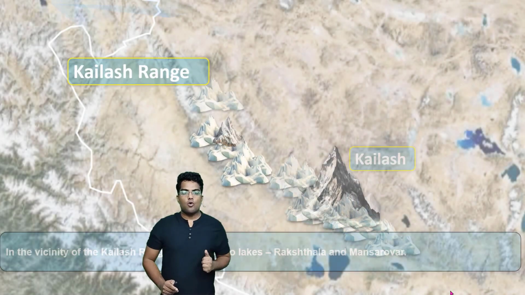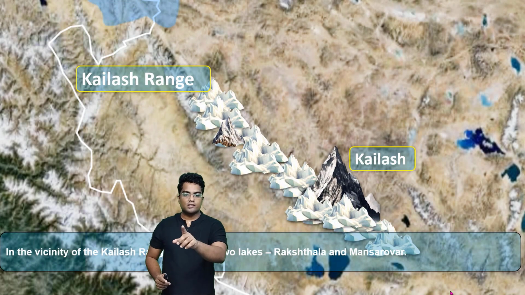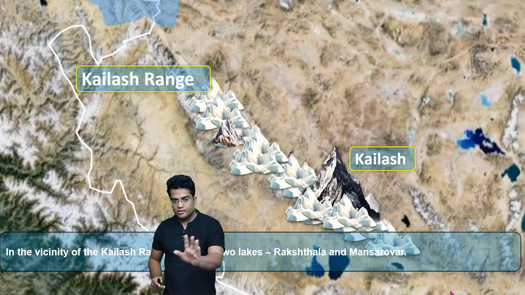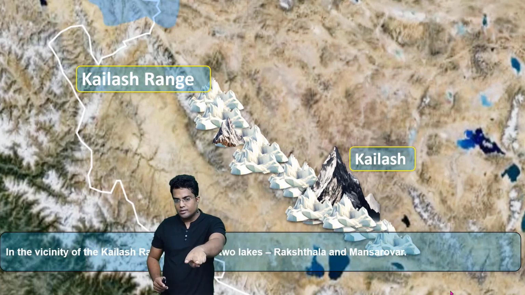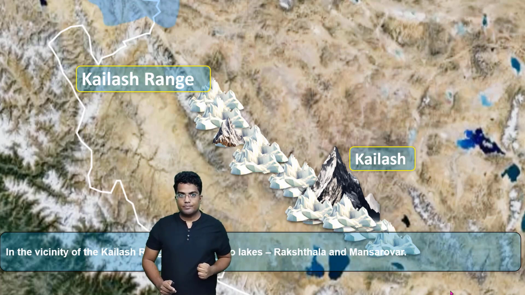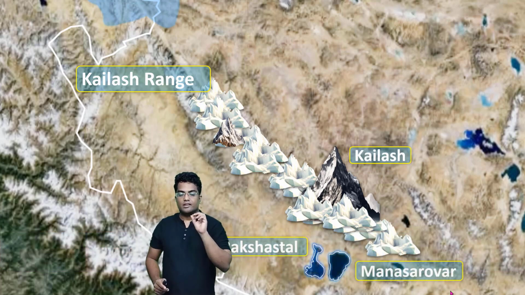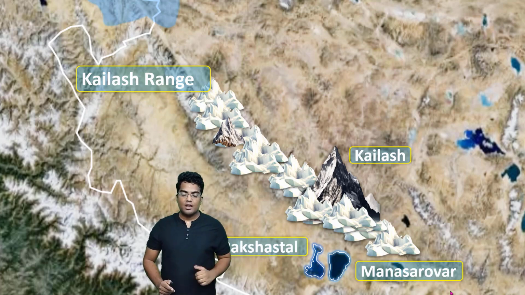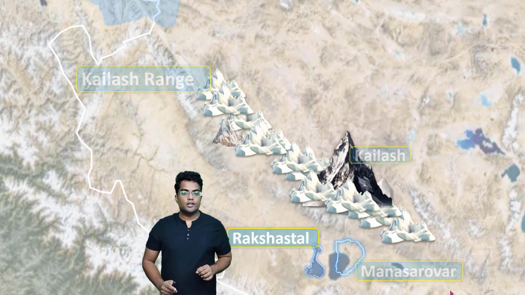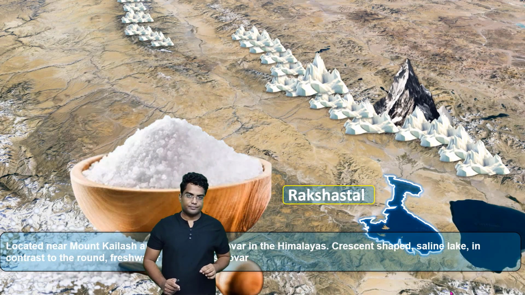So let's go to Tibet. This is Mount Kailash, and that's the whole Kailash range. And there you can find two lakes. One of them is Rakshastal Lake and the second one is the Mansarovar Lake. At this point, we are interested only in the Rakshastal Lake.